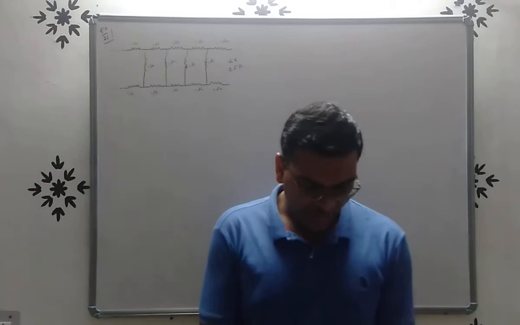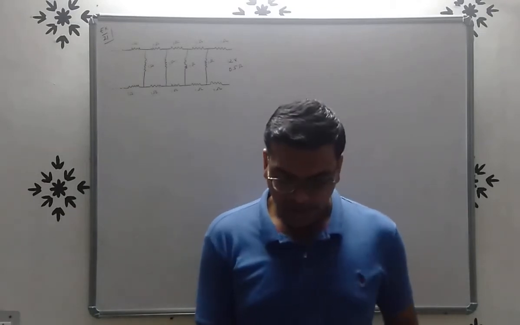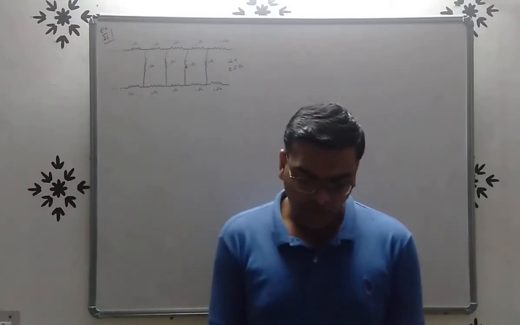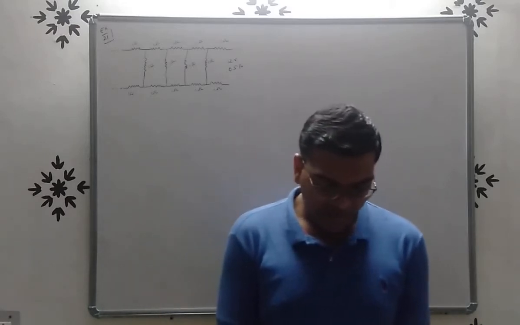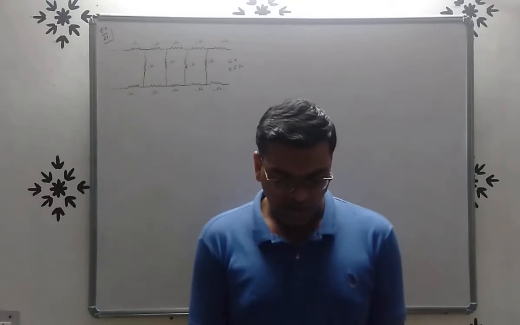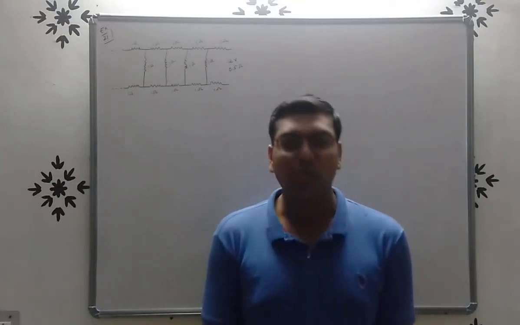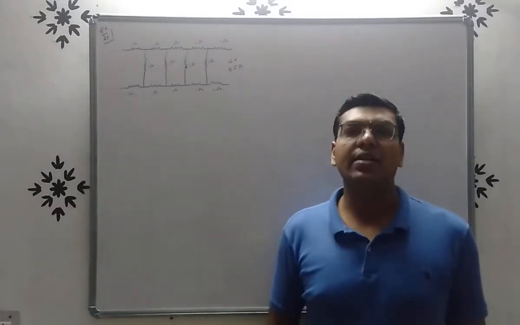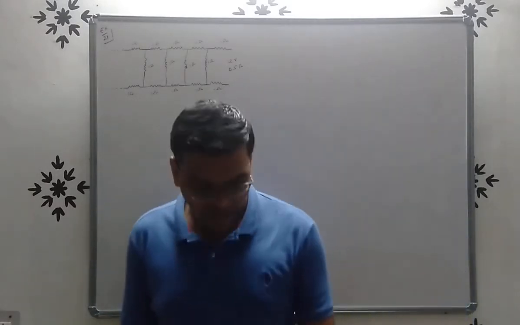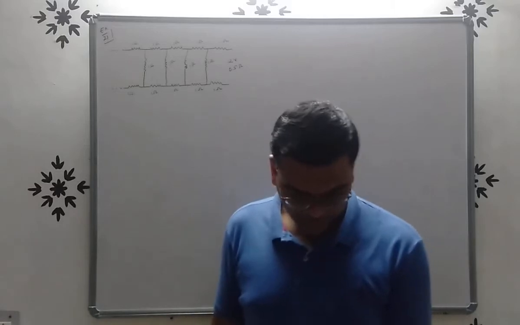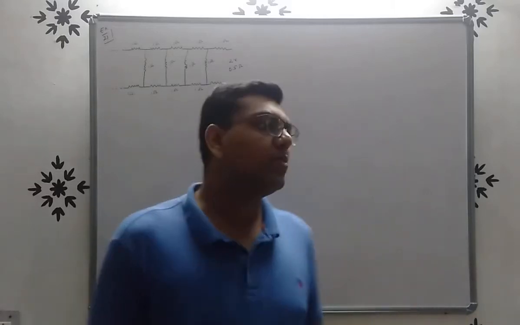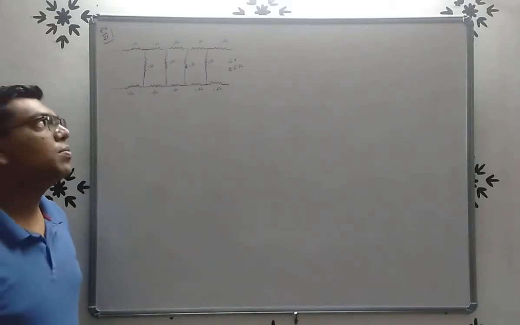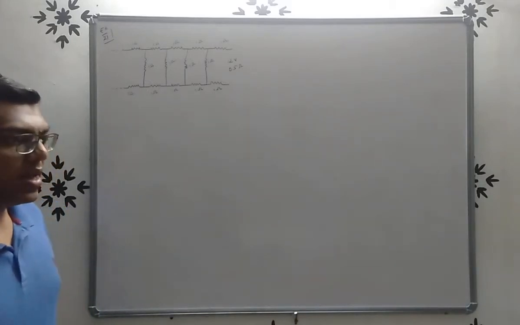Example number 21. Determine the current drawn from a 12 volt supply with internal resistance 0.5 ohm by the infinite network as shown in the figure. Each resistor has 1 ohm resistance. Right, so here there is an infinite network. We have to find out the current drawn from this 12 volt supply with 0.5 ohm internal resistance, right?